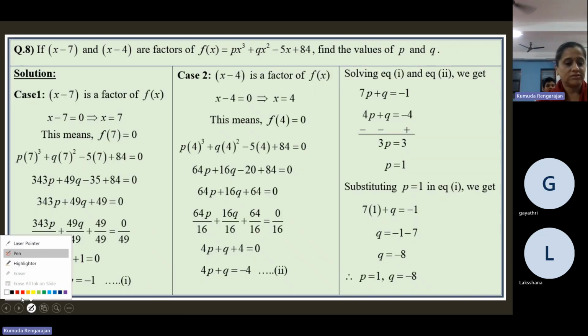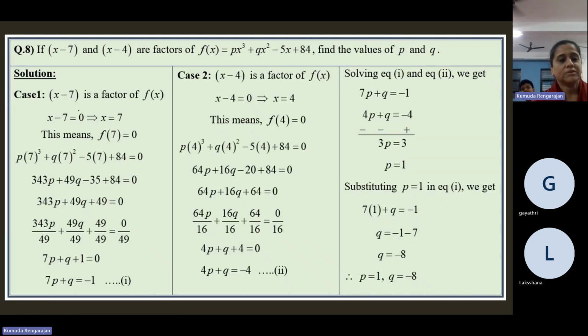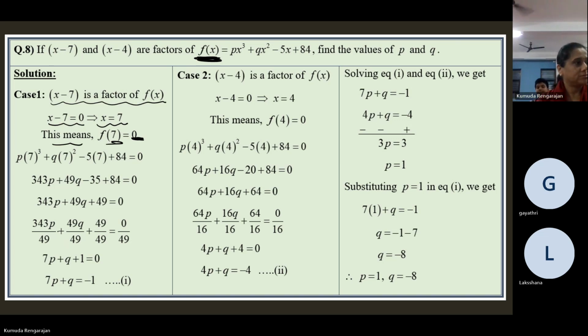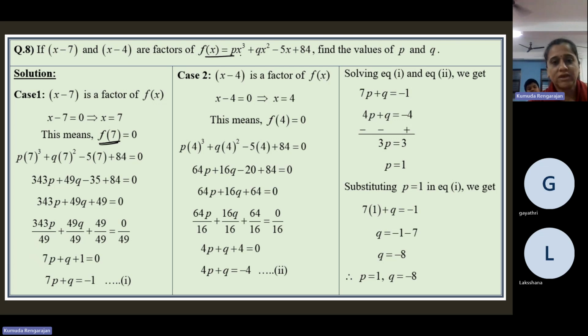So you can see here exactly what I just explained. x minus 7 is a factor of f of x. Equate the divisor to 0. So x is 7. This means f of 7, f of x being the dividend, is equal to the remainder, 0. How do we know the remainder is 0? Because you're dividing by the factor. Now, what is f of 7? In f of x, wherever there is x, you should use 7.